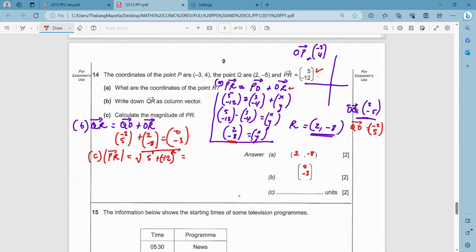So this is going to be 25 plus 144. You should know that 12 squared is 144. Let me check. 12 squared is 144. And then adding this, it will be 169. Root 169 is 13. So it's going to be 13 units.